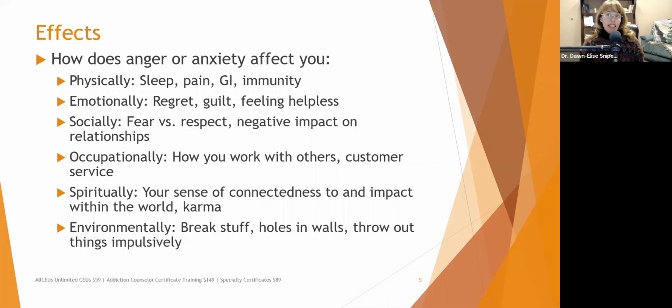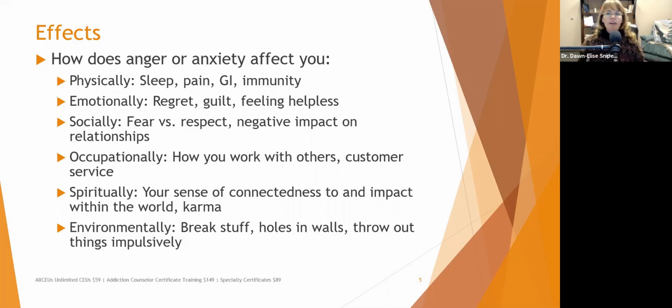And our immunity tends to go down when we are angry or anxious a lot, because we're not getting quality sleep, and because when our GI system is in overdrive, we're not absorbing as many of the nutrients as we normally would from our food.